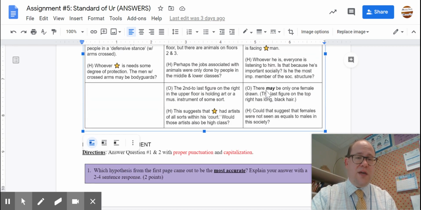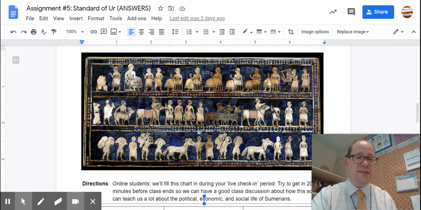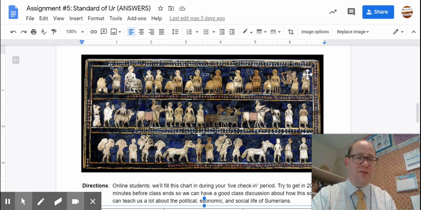I have a couple others. There may be only one female who's drawn. Could that suggest that females are not as important in this society? So we have one female. At least I think she might be female for two reasons. One is that she has very long hair. The other is if I connect her eyes to the other eyes, I might even have an idea of who that person is based on the eye contact that that figure and this figure have. It gives you another inference that you might have as to who this figure might be. So that gives you some information.